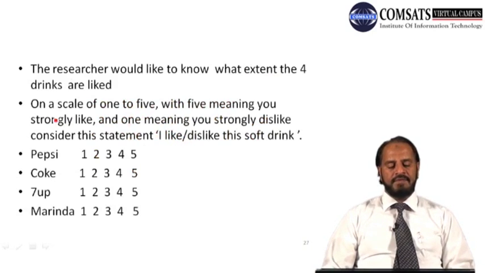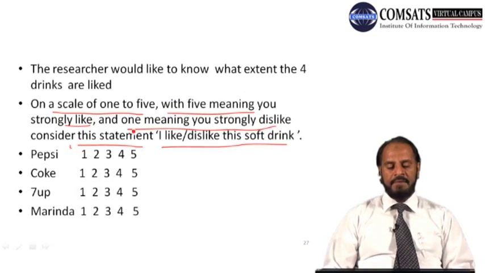So the same example: we say on a scale of 1 to 5, with 5 meaning you strongly like and 1 meaning you strongly dislike, consider the statement, I like or dislike the soft drink. So you have strongly liking this product and strongly disliking this product. Now here I'm not just saying that this is what you like, but you can tell separately how much you dislike or like the product.